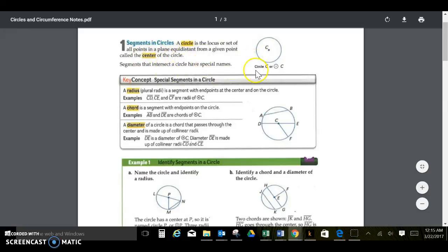So if you look here, this is how you name a circle. You would say circle C because it's got C in the middle, or just draw a circle with a dot here and C. Okay, so that's what you would do right there.